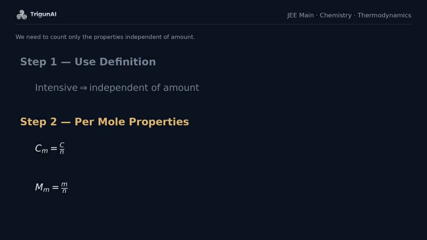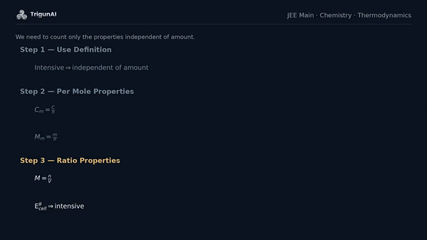Molar heat capacity and molar mass are defined per mole, so they are independent of the actual amount taken. Both are intensive. Molarity is a concentration, which is a ratio, so it is intensive. Standard cell potential also does not depend on the quantity of material, so it is intensive.